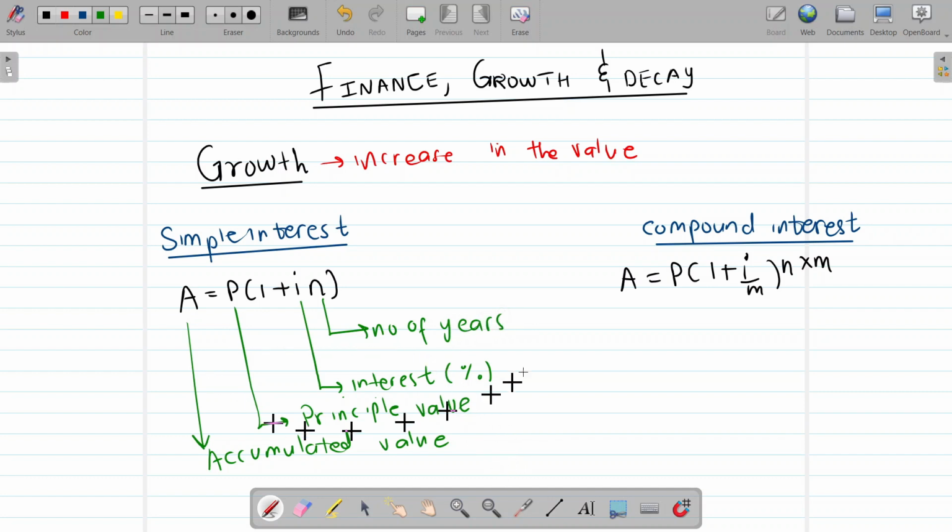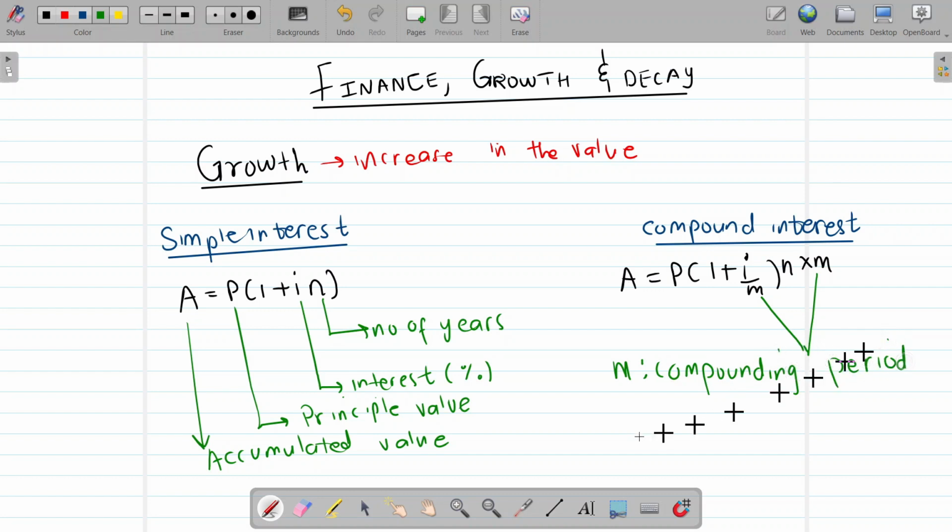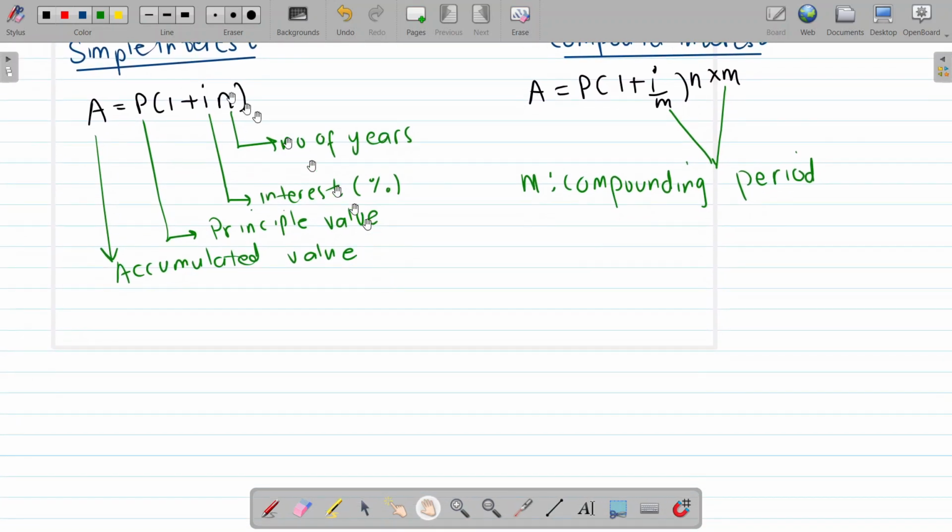So these very same definitions still apply in the compound interest formula. A is still the accumulated value, P is still the principal value, i is still the interest rate, n is still the number of years. The only difference is that for the compound interest, we have m over here. m stands for the compounding period, because we're dealing with compound interest. So the compounding period is how many times interest is gained.